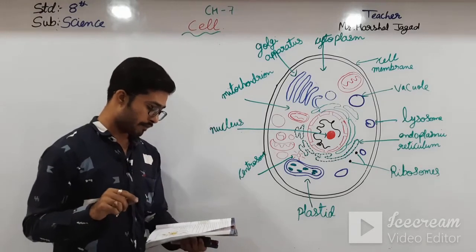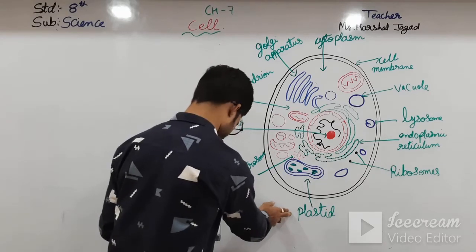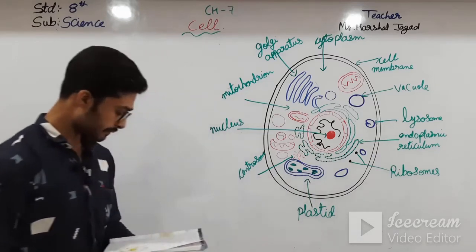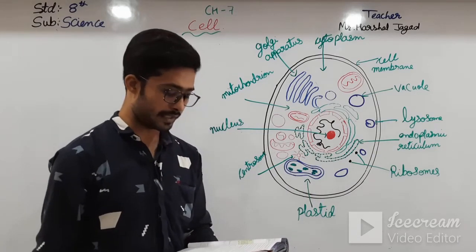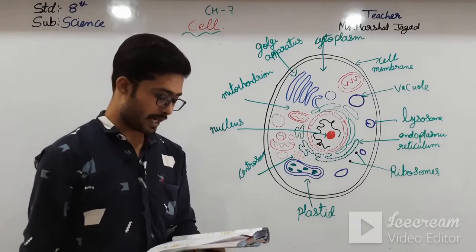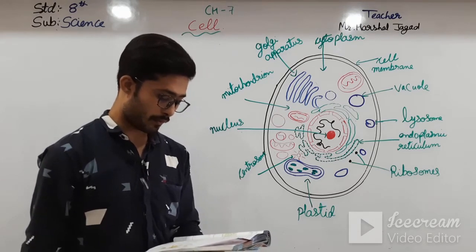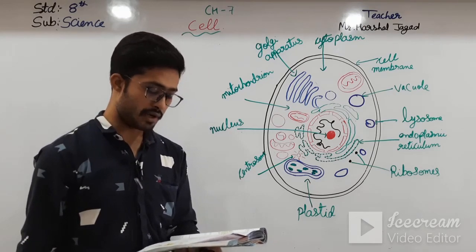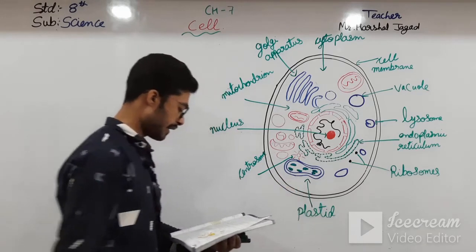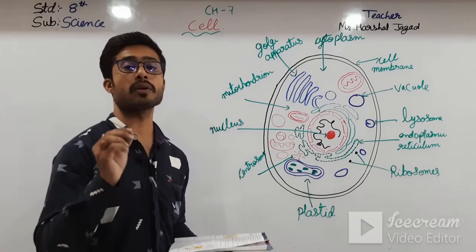Okay. Then come plastids. See here, the plastid is over here. You can see this structure. These are found only in plants and contain pigments like chlorophyll. Depending on the pigment color, plastids are of three kinds: chloroplast, chromoplast and leucoplast. So, these are plastids, found only in the plant cell, and there is a pigment called chlorophyll.